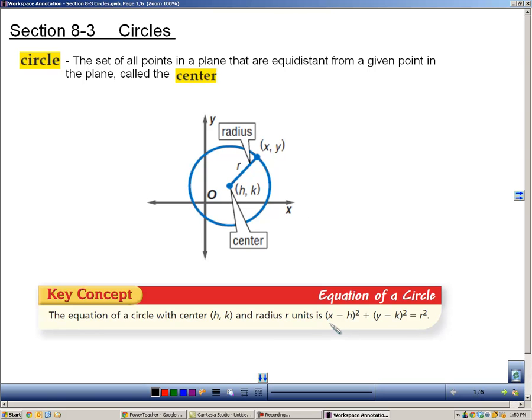The equation for a circle you see down here is (x - h) squared plus (y - k) squared equals r squared. The h and k is your center, and the r is your radius.